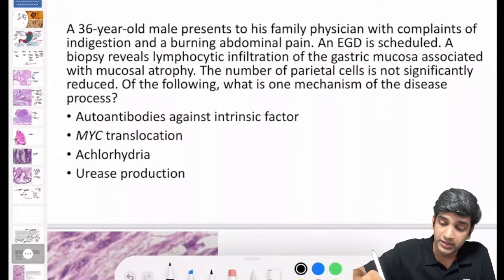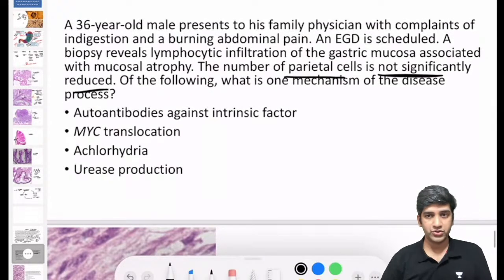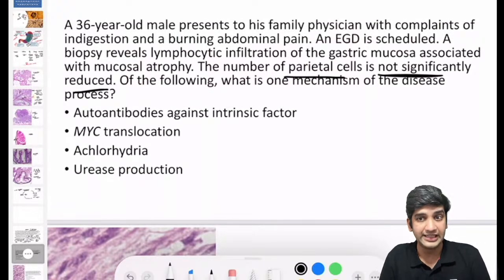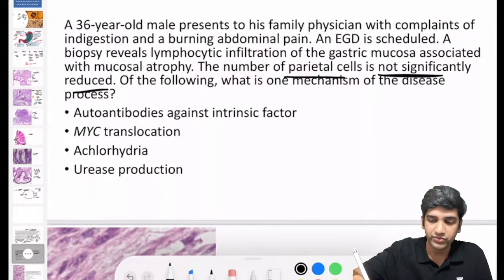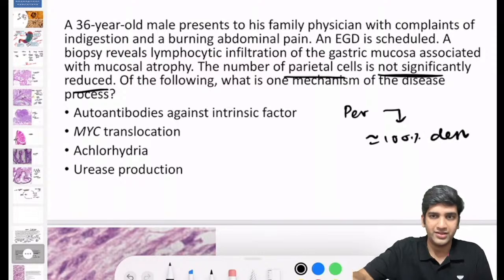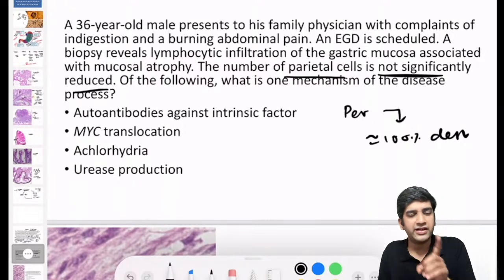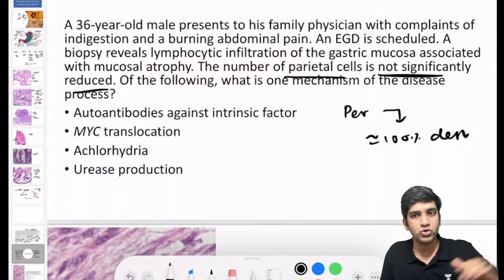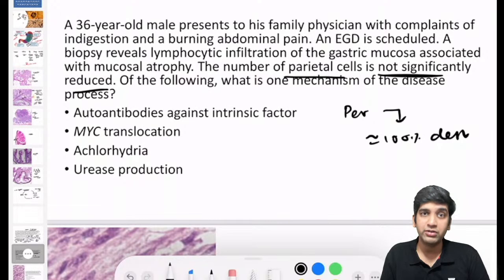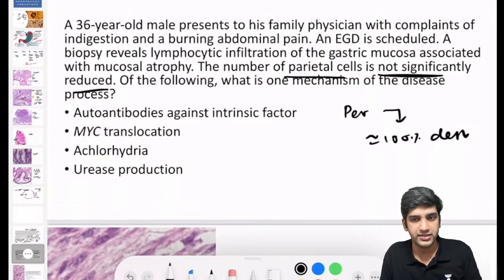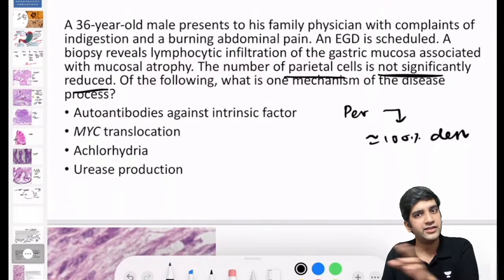Okay, great. That's very important. The number of parietal cells is not significantly reduced, right? If the parietal cells are not significantly reduced, it can never be antibodies to intrinsic factor or antibodies to parietal cells. In pernicious anemia, there's almost 100% destruction. That's also atrophic gastritis. Am I right in saying that even in pernicious anemia, I will have lymphocytic infiltration in the gastric mucosa with mucosal atrophy? The same will be the scenario in H. pylori gastritis also. The only difference is the quantity of parietal cells. If there are no parietal cells at all, I'll think of pernicious anemia.